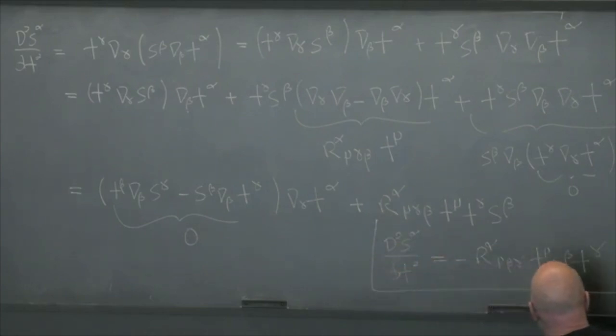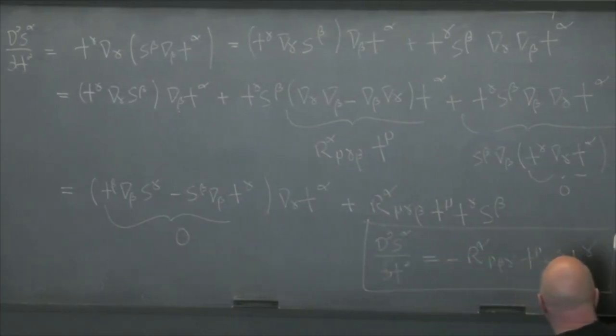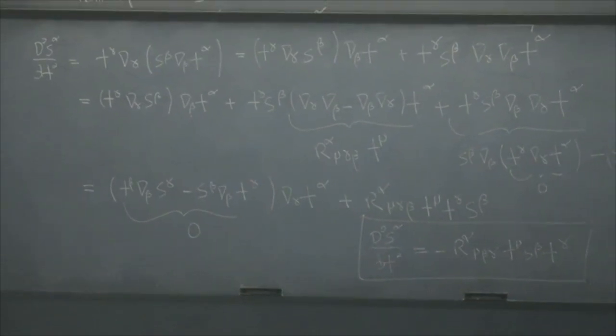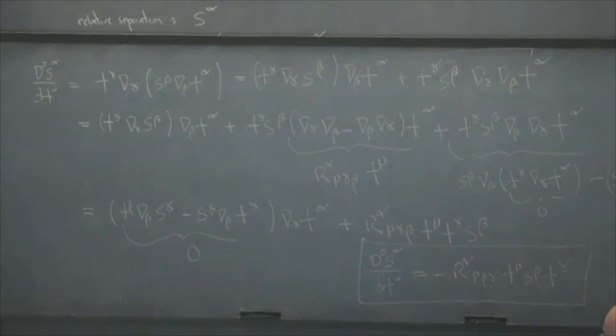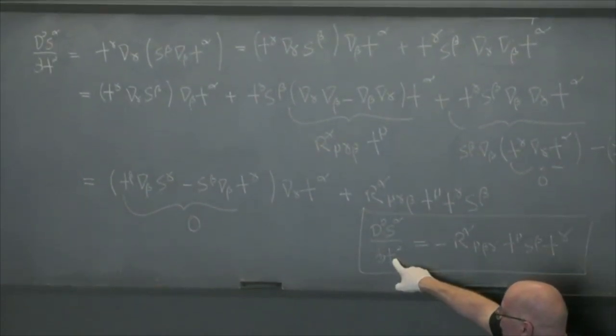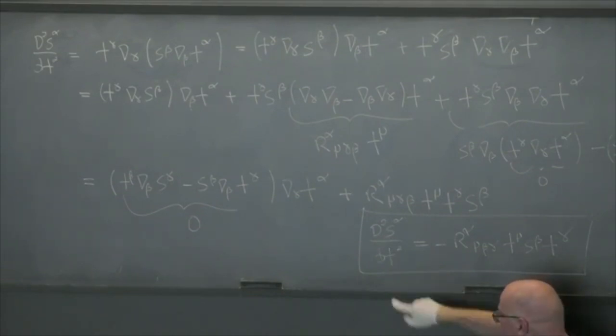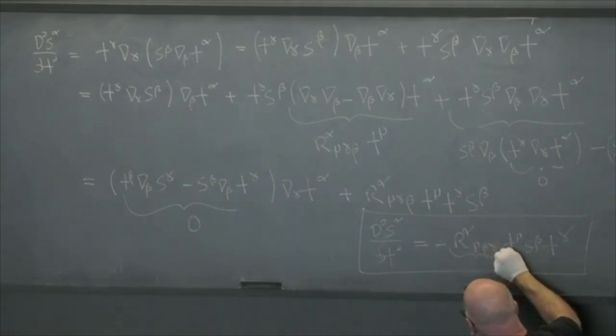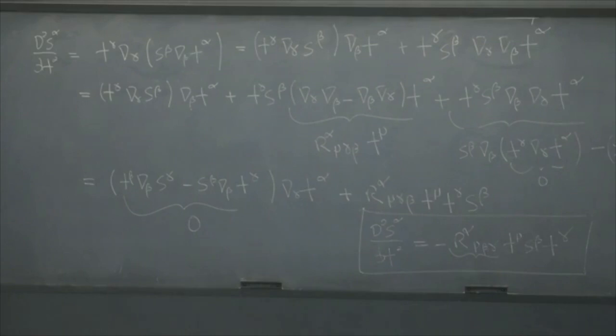And that's my final expression. So after all the dust is cleared, what we have is a very clear statement that the non-zero relative acceleration between two geodesics in a curved spacetime is in direct proportion to the amount of curvature as measured by the Riemann tensor. So that's why those two geodesics on the surface of the Earth were getting closer together.